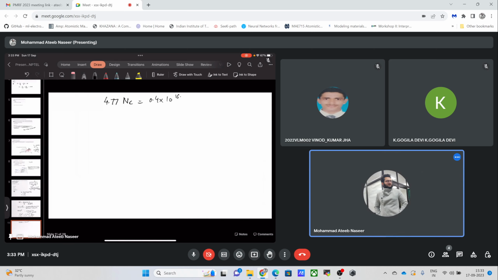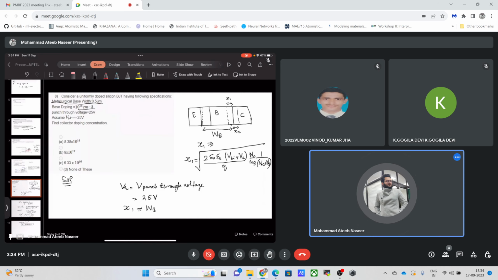Okay, 0.4 divided by 4.77 gives me this value to be equal to 0.083 into 10 raised to the power 16, or simply it is equal to 8.385 into 10 raised to the power 14 centimeter cube. Okay, let's check the options. Option A, I guess, is matching with our results, so we will go with option A.